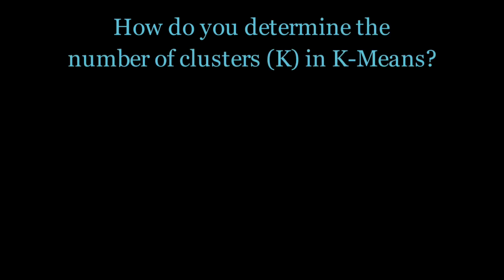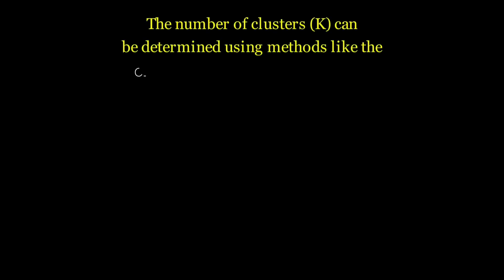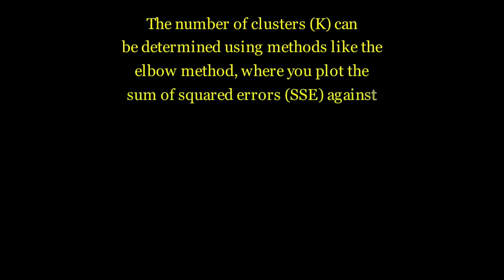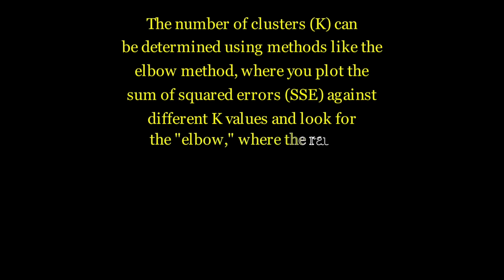How do you determine the number of clusters K in K-means? The number of clusters K can be determined using methods like the elbow method, where you plot the sum of squared errors (SSE) against different K values and look for the elbow, where the rate of decrease in SSE slows down.